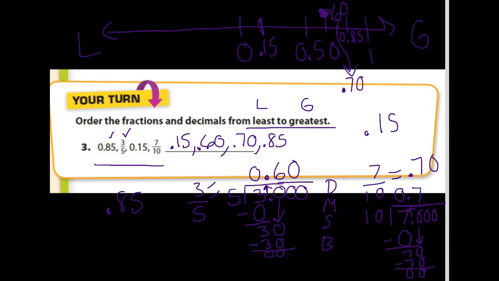And if I want to put the original numbers below, 15 hundredths was the same. 60 hundredths was the same thing as 3/5. 70 hundredths was 7/10. And then 85 hundredths was my original number. Go ahead and box in so I can easily find my answer. And that's it.